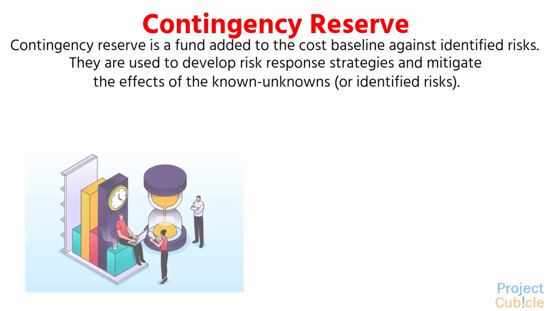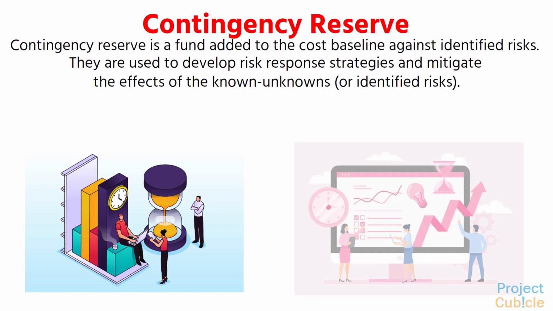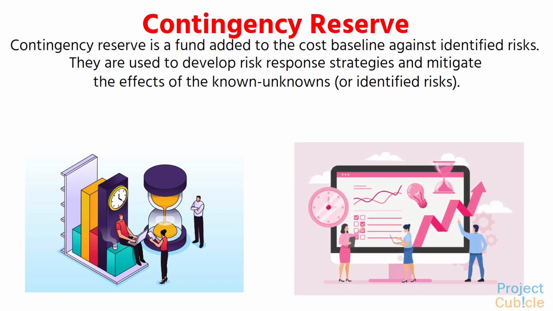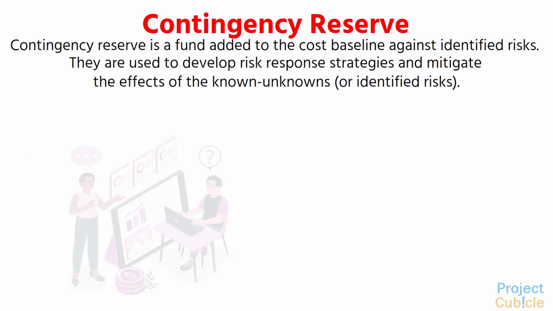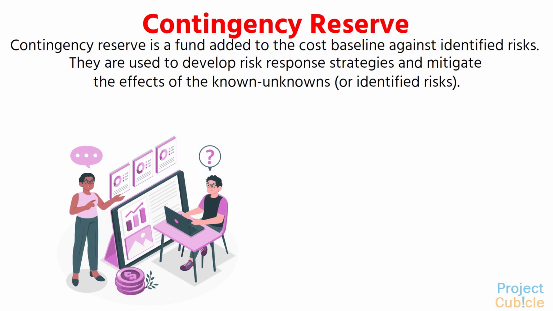Simply, we can say that contingency reserve is a planned amount of fund, time or resource which is added to an estimate for risks that might happen, also known as known unknowns. Contingency reserves are involved in the performance measurement baseline, and the project manager has the authority to use them when any identified risk happens.